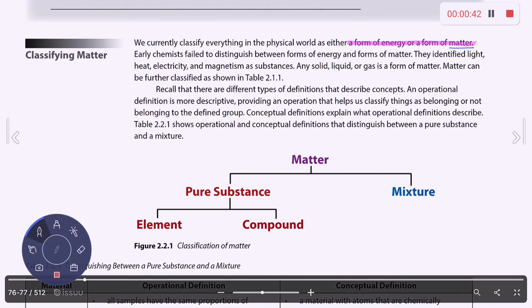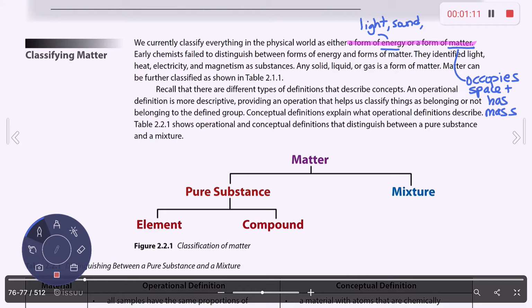Remember, matter, that's a little too thin, let's make that thicker. Matter is anything that occupies space and has mass. And then I mentioned to you some things that are not matter. Those are things like light, which happens to be a form of energy, and sound, also a form of energy. And then there was one more, if you can think about what that was, that we listed in the previous section.